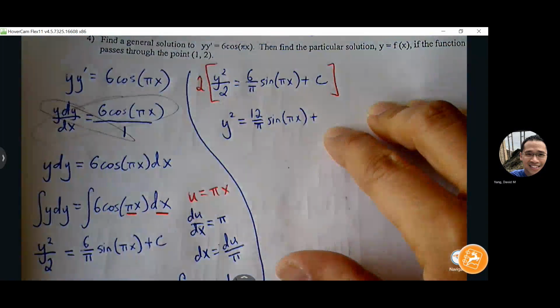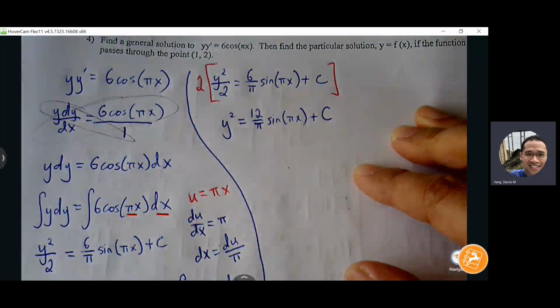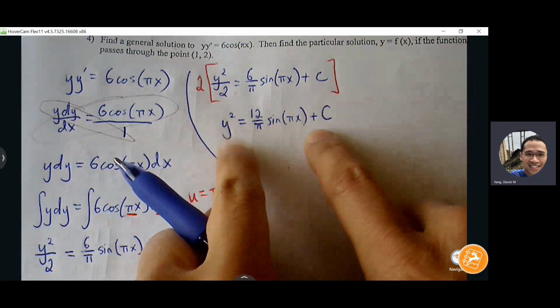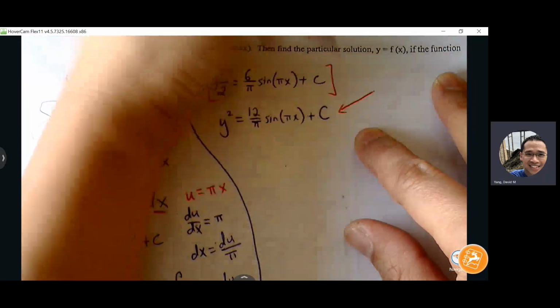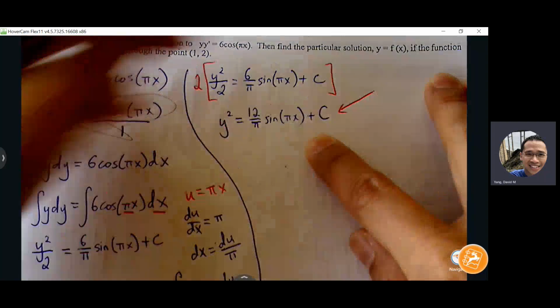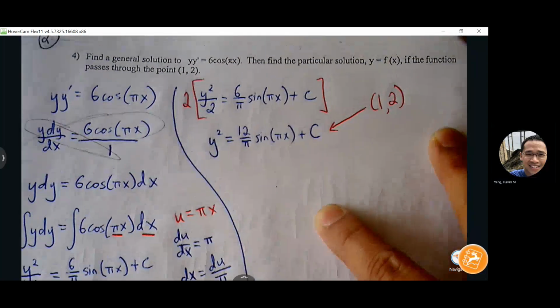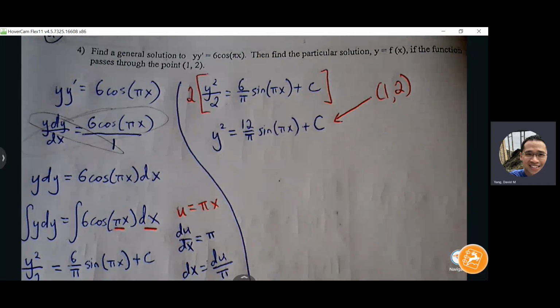Plus what? Good. 2c is still c, so I'm just going to let that 2 get moved into that c. Technically, we could do square roots. Eventually, I am going to do a square root, but I want to just solve for the c value at a point that I feel is the easiest version to plug into. So I'm going to start updating my general to a specific.